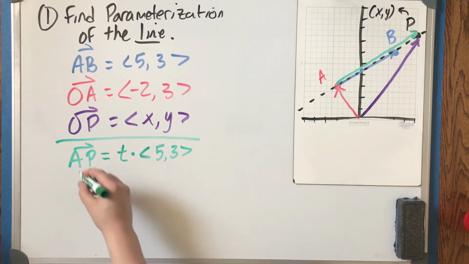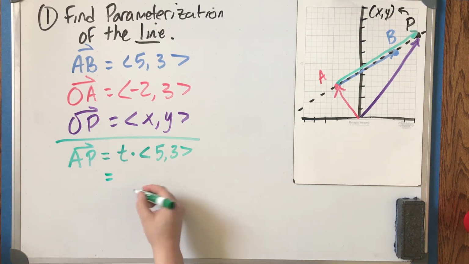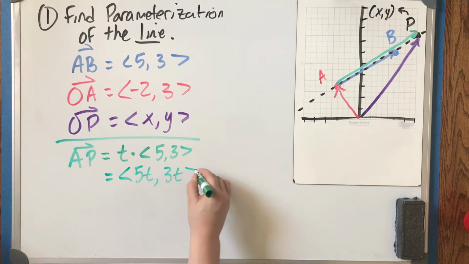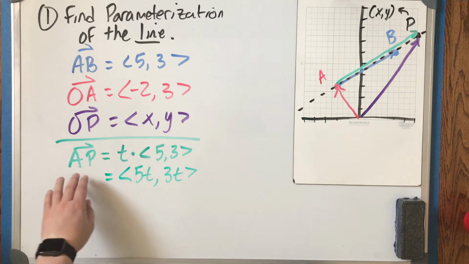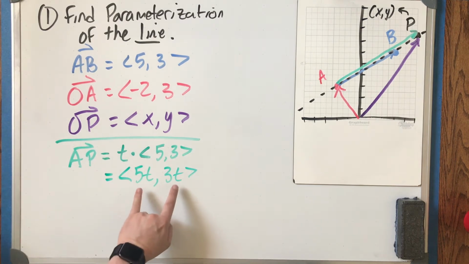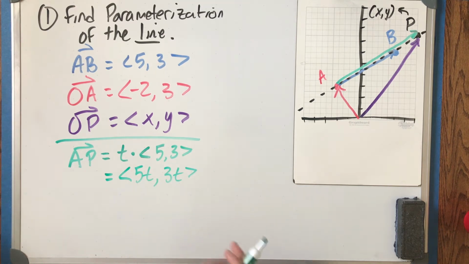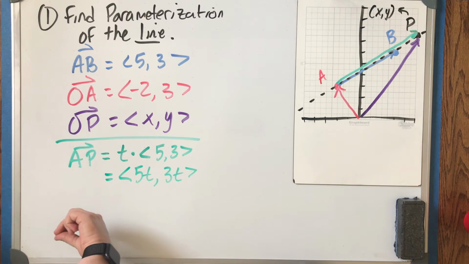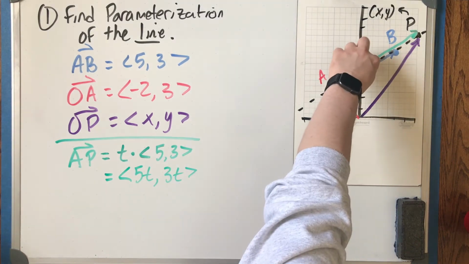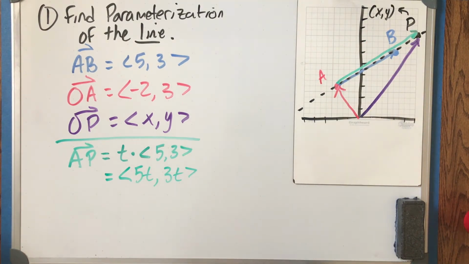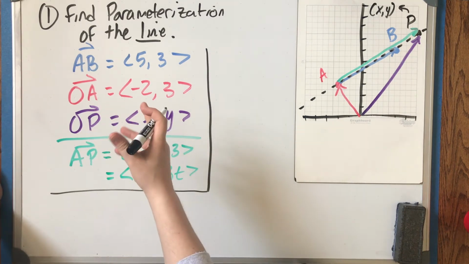And what we can do here is distribute that through and say that AP is just going to be 5t comma 3t. So I now have this AP that's traveling in the same direction as AB, but it's some sort of multiple that makes it either bigger or smaller. It doesn't matter. t could be a smaller number than 1, and that would make it shrink in case this point P was like here, and it would be smaller than AB. Now we have all this basic stuff set up.